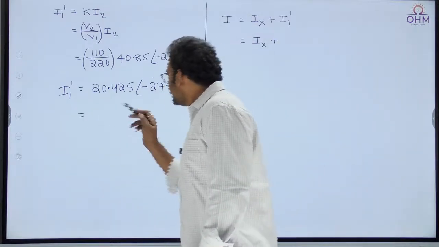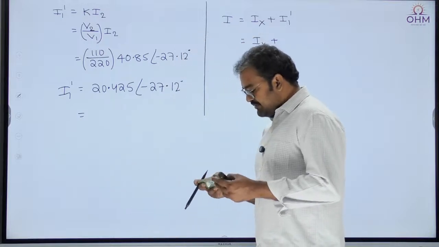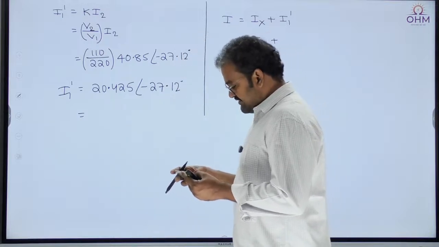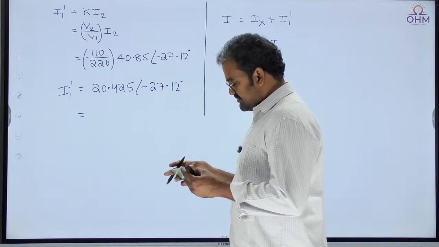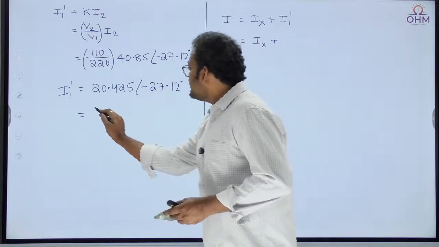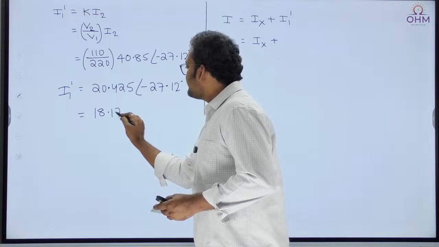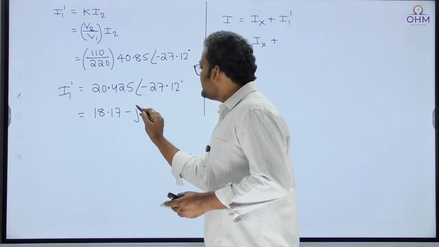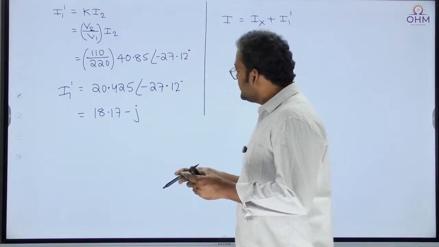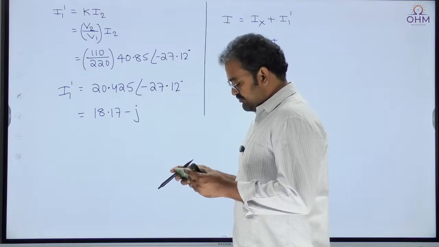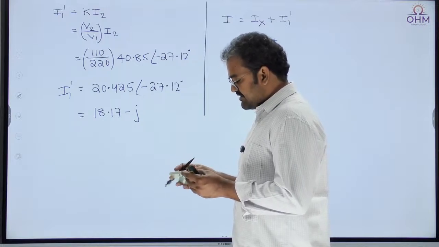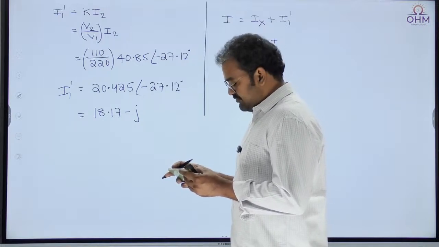Let me resolve this into real part and imaginary part. What is the real part of it? 27.12 cos, so the real part is 18.17 minus j. What is the imaginary part? The sine term will be the imaginary part, right? Into 20.425.